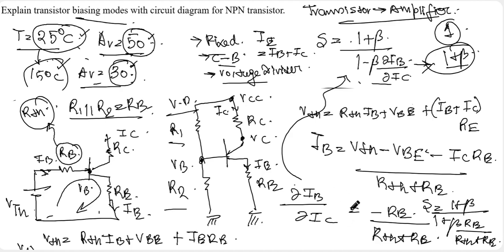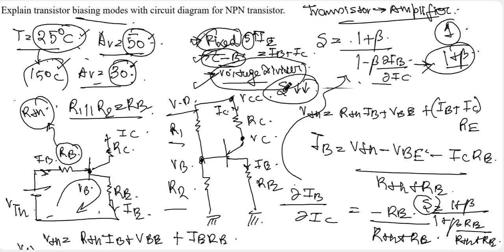So in this voltage divider bias, this stability factor S has the minimum value among all these three biasing techniques. For the fixed bias, the stability factor was maximum. So this biasing was the least stable, because the stability factor was highest. For collector to base biasing, the stability factor was at a moderate value, so it is moderately stable. And for this voltage divider bias, the stability factor has the least value. So the stability of this voltage divider bias will be highest.